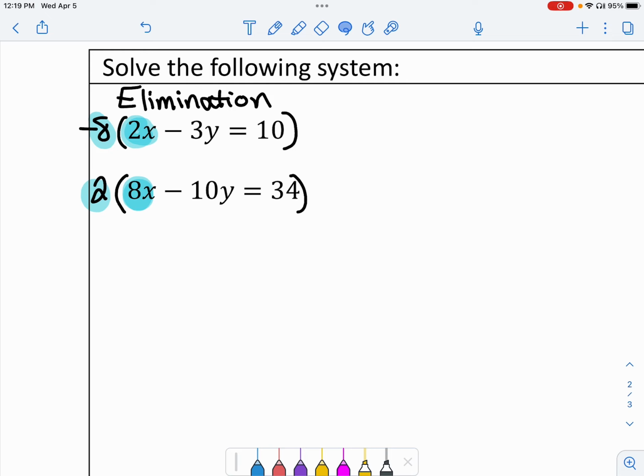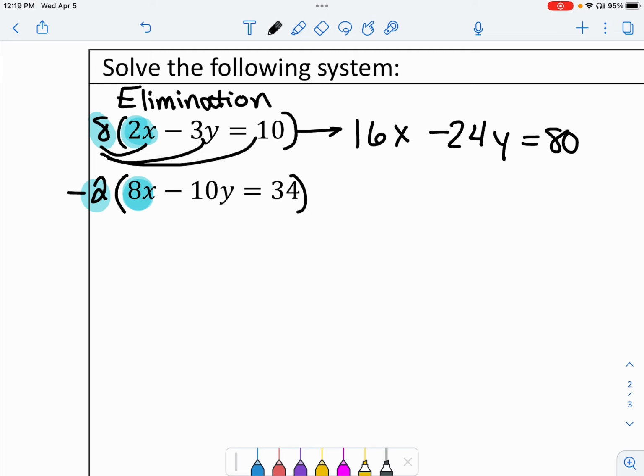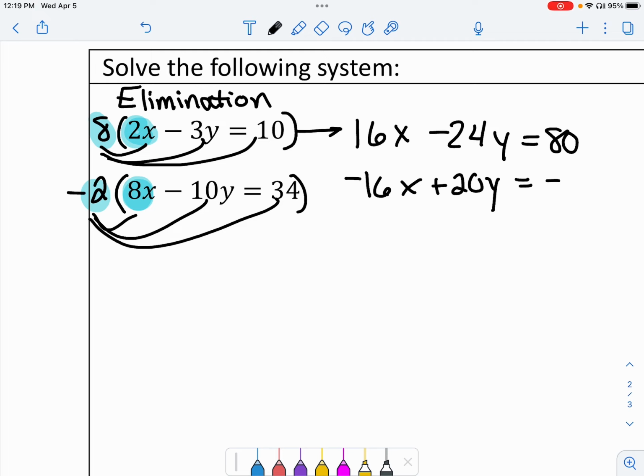So I can make that a -8 or a -2. Eeny, meeny, miny, moe. Okay, and landed at -2. Now you will distribute in a positive 8. 16x minus 24y equals 80. You did this in previous classes. Negative 16x plus 20y equals negative 68. I don't know why I had so much trouble with that.